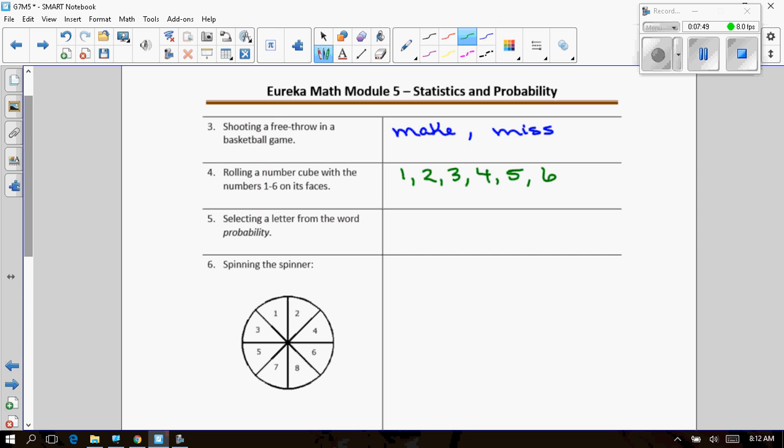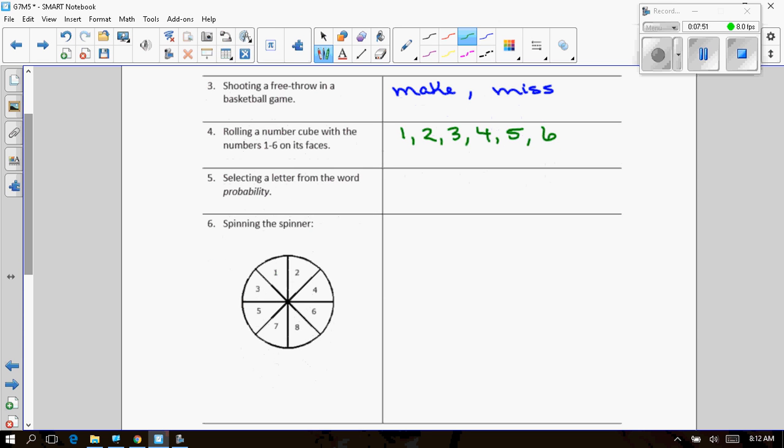What about selecting a word, right? I put letters on pieces of paper and I put them in a hat, and the letters I wrote in are probability. Okay, well, I could get a P, an R, an O, a B, an A. I've already talked about the B, so I don't have to say it again. I could get an I, an L. I already have I in my list, so I don't need it again. I could get a T, and a Y. All right, so those would be all the possibilities of getting probability. Now, are they all the same chances? No.